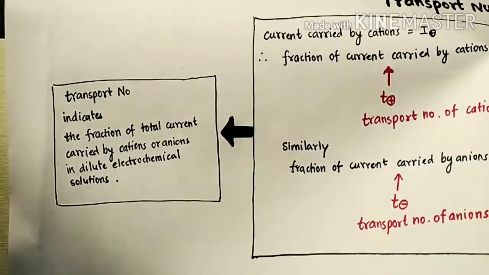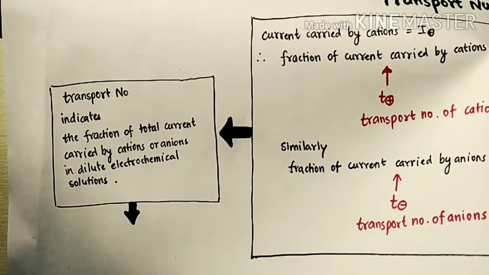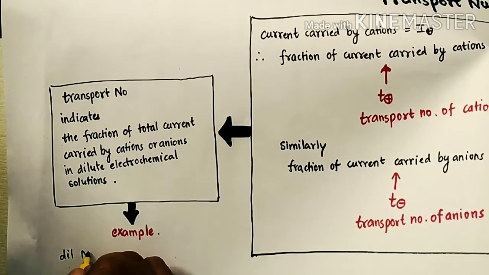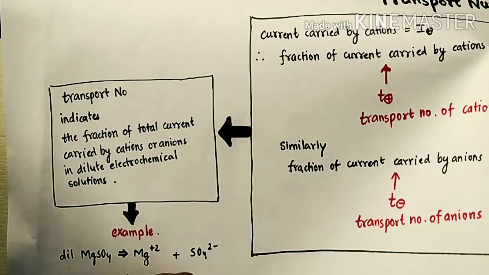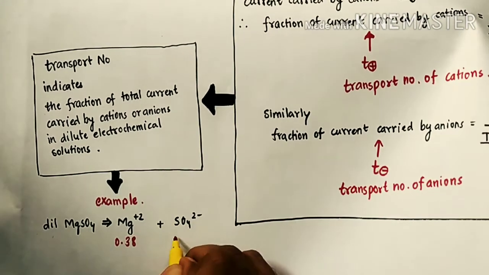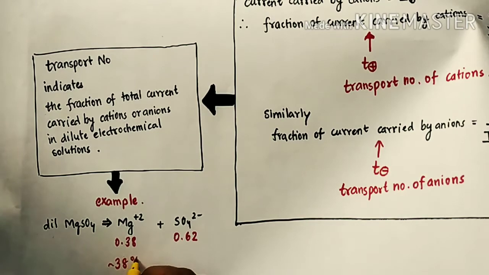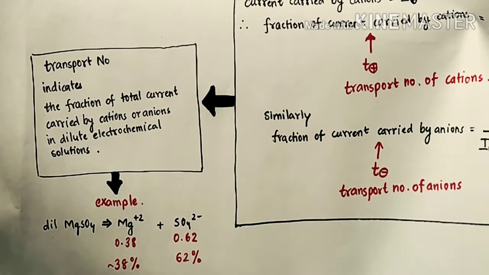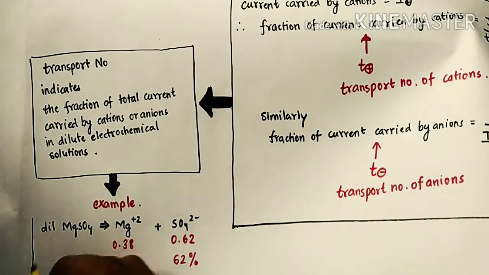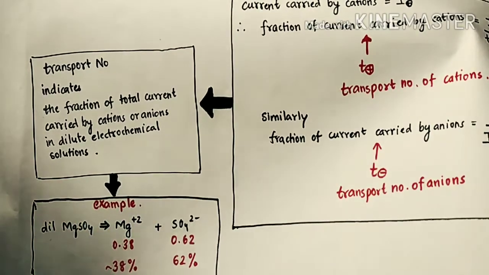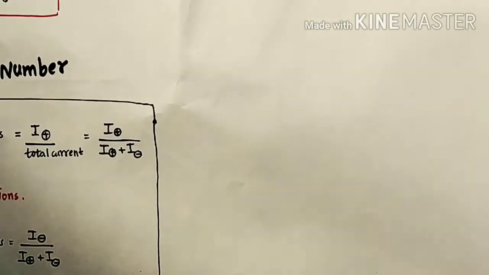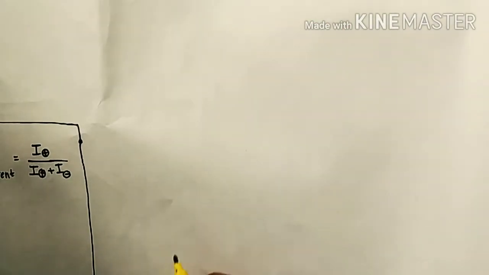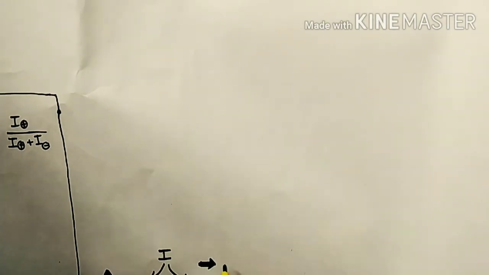Now let's see an example. If we have a dilute magnesium sulfate solution, we will have Mg2 plus and SO4 2 minus ions. If transport number of Mg2 plus is 0.38 and that of sulfate is 0.62, it means Mg2 plus carries 38% of the total current and sulfate ions carry 62% of the total current. Since T plus and T minus are fractions of one single thing, that is total current I, the sum of T plus and T minus is equal to 1.